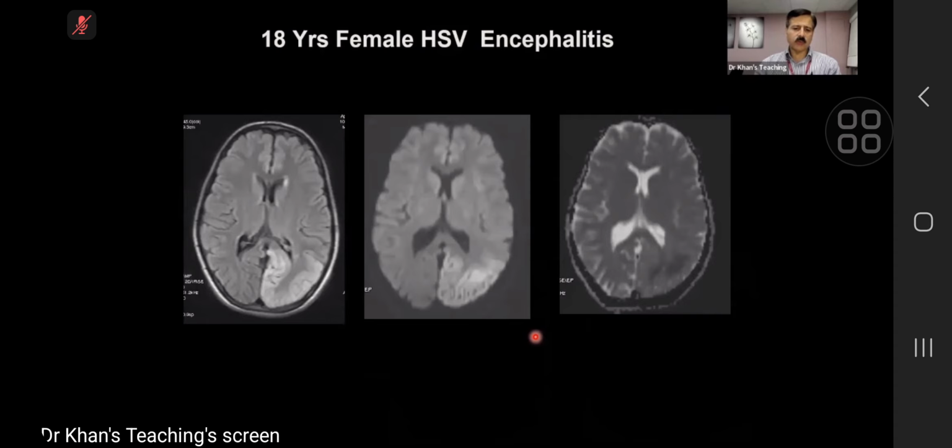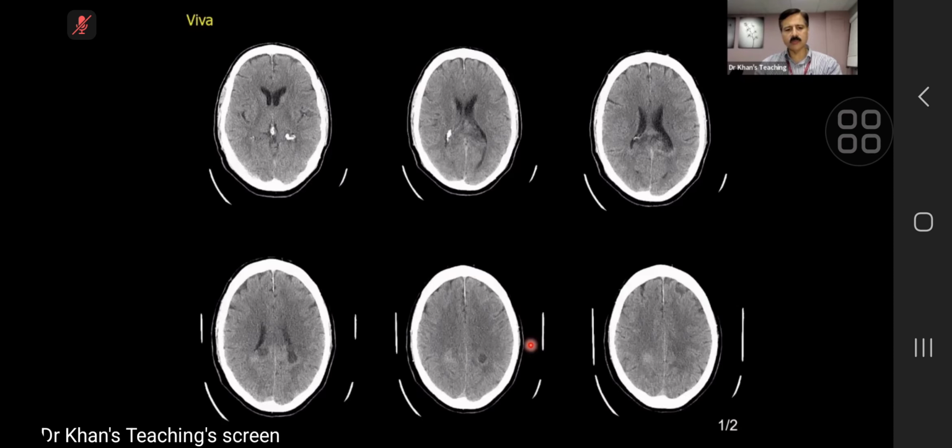Now, this is a case of herpes encephalitis, which shows restricted diffusion. You can see that this is bright on DWI and low on ADC, and this is not an acute infection. So herpes can also cause restricted diffusion. Okay, candidate 2, please describe this case.